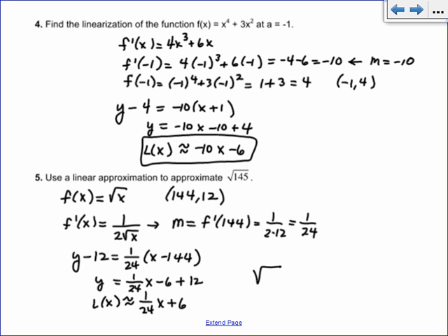So if I want to approximate the square root of 145, I use that. So I have 1 over 24 times 145 plus 6. And you could find the fraction value if you want, or, you know, if I let you use your calculator, you can use the decimal. So you get 12.0416 repeating.